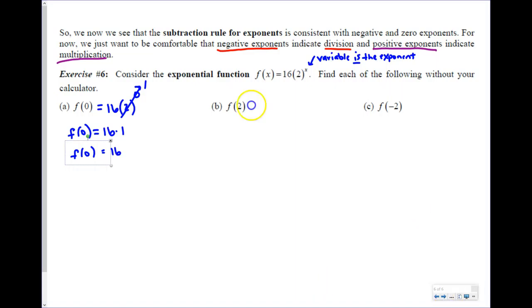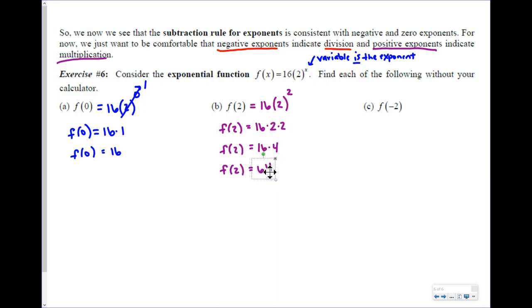Okay? Letter B, a little bit trickier. F of 2. Now I'm going to plug in 2. I'm going to leave the 16 in the parentheses 2, but now instead of x, I'm going to make the exponent a 2. Now we simplify. I keep the 16, and 2 to the 2nd power is 2 times 2, which gives me 4, and 16 times 4 is 64.